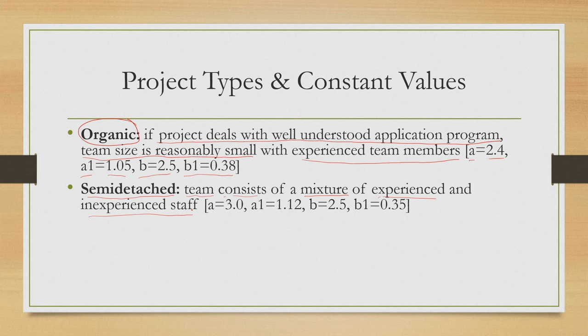So earlier we talked of a team where only experienced staff are part of the team, whereas in semi-detached projects, the team comprises experienced and inexperienced staff. So in that case, we have A equal to 3.0, A1 equal to 1.12, B equal to 2.5, and B1 equal to 0.35. That is when we are considering semi-detached projects.